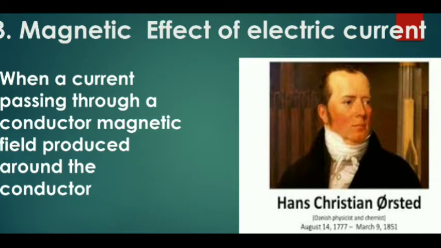In other words, if you take one small conductor, for example a copper wire or rod, and at the same time I apply a small amount of current, for example 1 ampere of current passing through the copper wire, then around that copper wire or rod, what will be produced? Magnetic field is produced. Clear? So this is the magnetic effect of electric current.